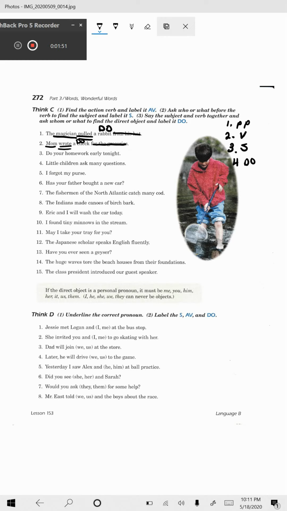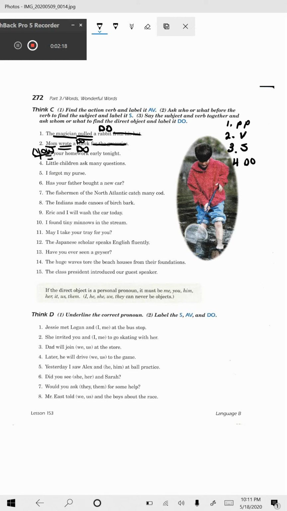Do your homework early tonight. No prepositional phrase, right? Do is the verb. And this one's a little tricky because this is an imperative sentence. And remember, imperative sentences have an understood you, and that's the subject. And what do you do? Homework.